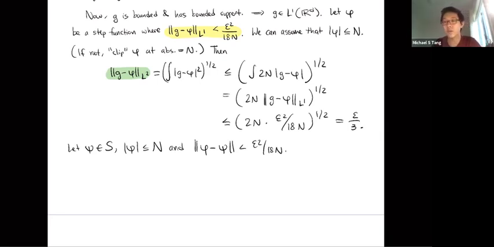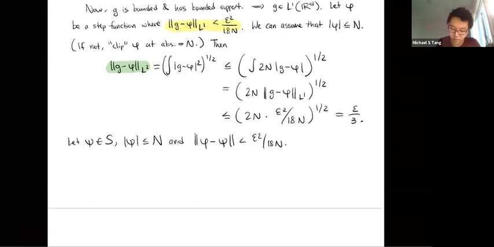So the way you do this is you take phi, our step function. Let's say you write it in canonical form, and then you take all the coefficients and all the rectangles, and you sort of approximate them by rationals. And you can do this as close as you want. In particular, you can get this value again.